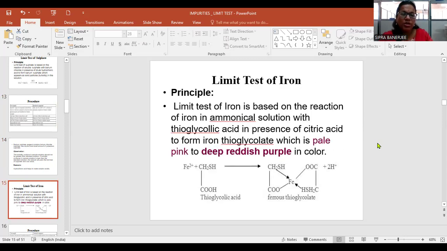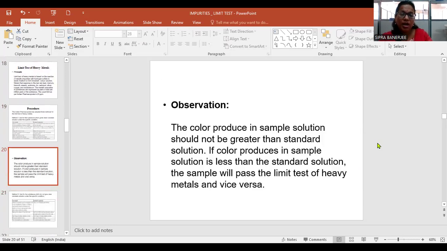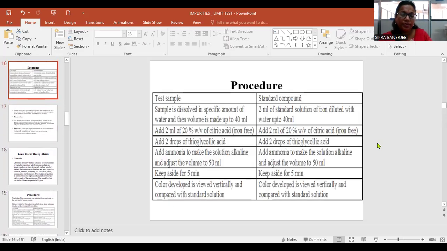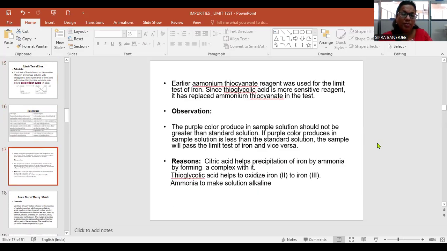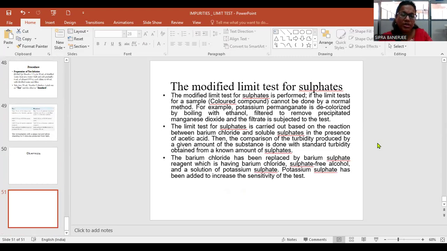Up to this point, we have covered chloride and sulfate. Then there is the limit test of iron and the limit test of arsenic. Okay, let's see the procedure of arsenic, whatever we will be discussing later on.